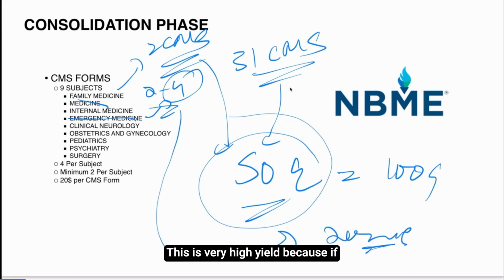This is very high yield because if you look at the data, a significant predictor of your Step 2 score is how well you do on all these CMS forms and how many of them you have done. The more CMS forms you do, the higher your Step 2 score generally is. And the total is 31. I would say if you have time, do 31. If not, minimum 2 per subject. NBME charges about $20 per CMS form.